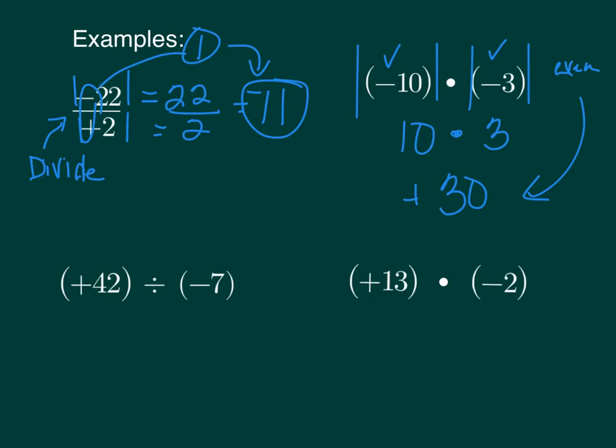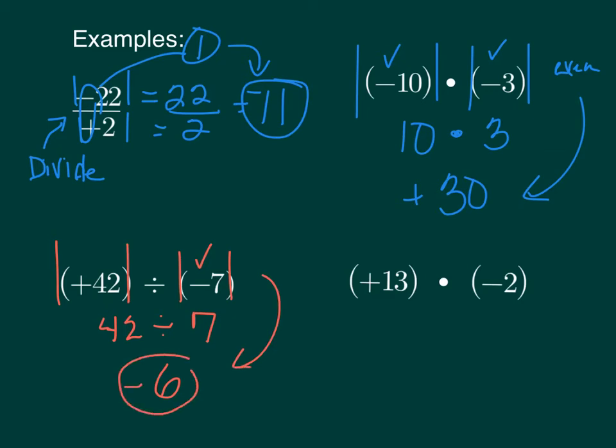Next, I've got +42 divided by -7. I find those absolute values. The absolute value of positive 42 is 42. I divide that by the absolute value of negative 7, which is 7. 42 divided by 7 is 6. I count up my negative signs. There's 1, so therefore my answer is negative 6.